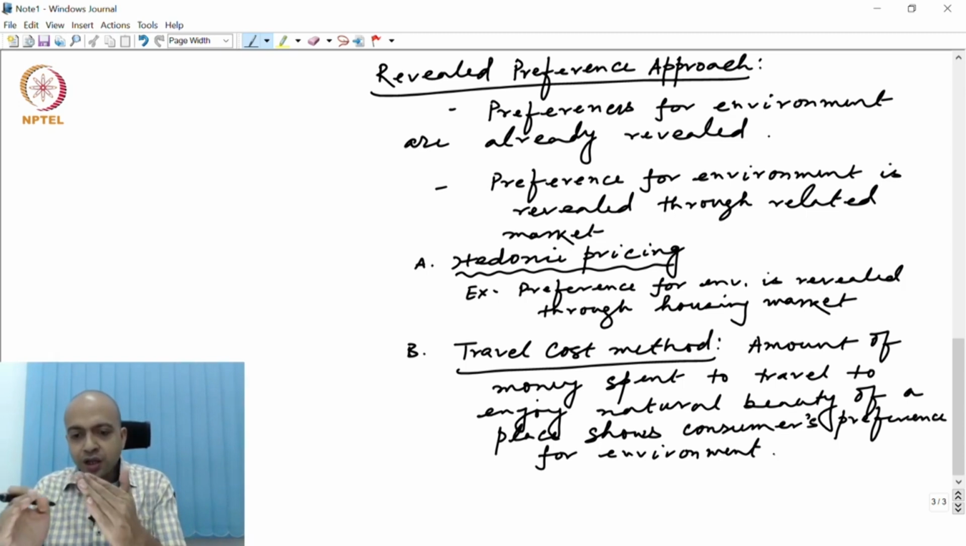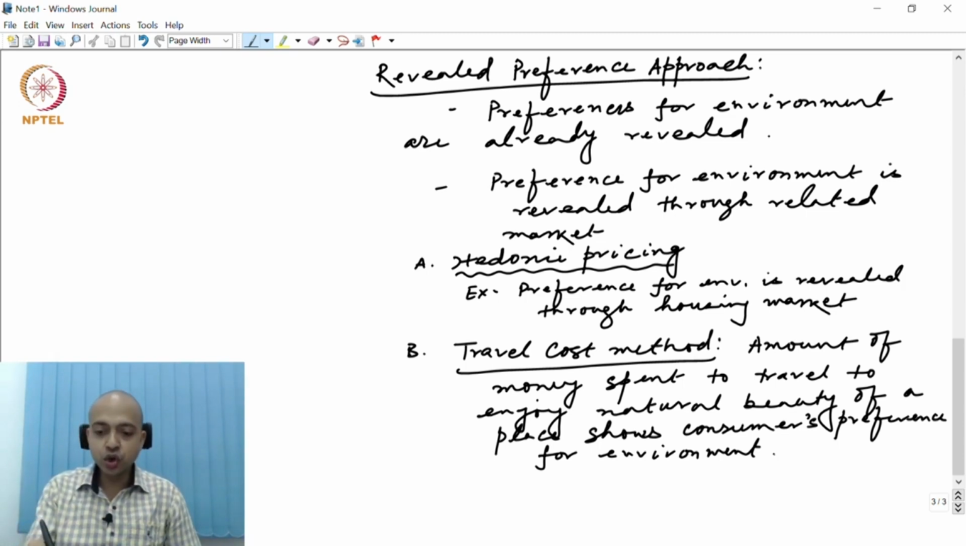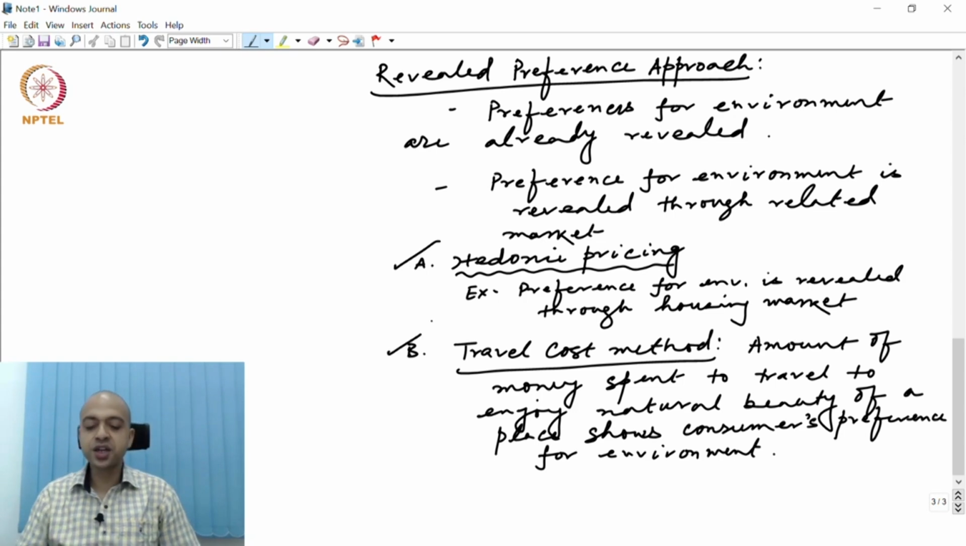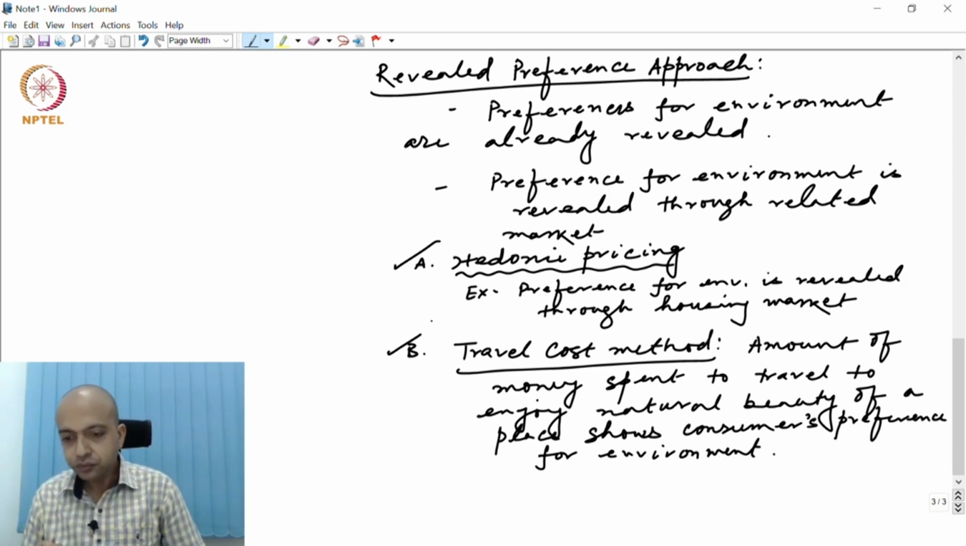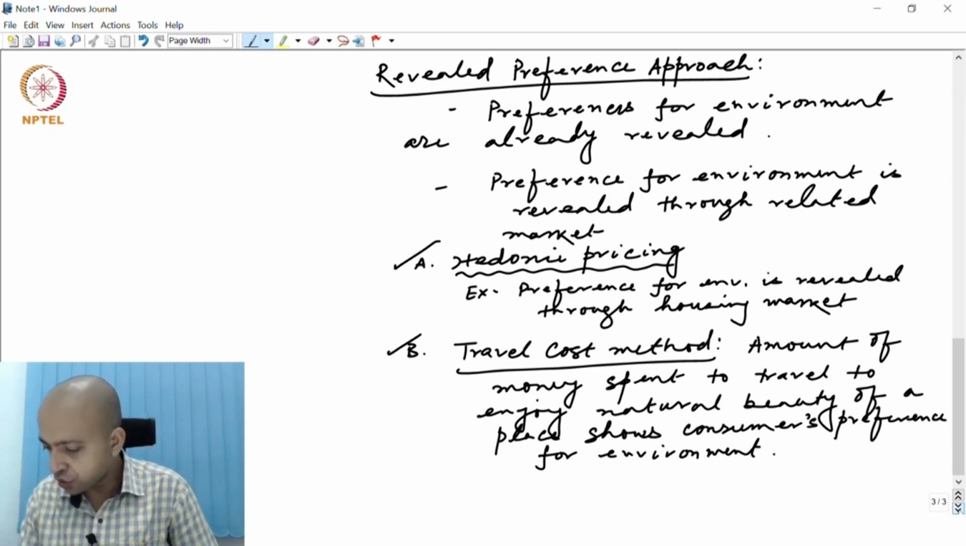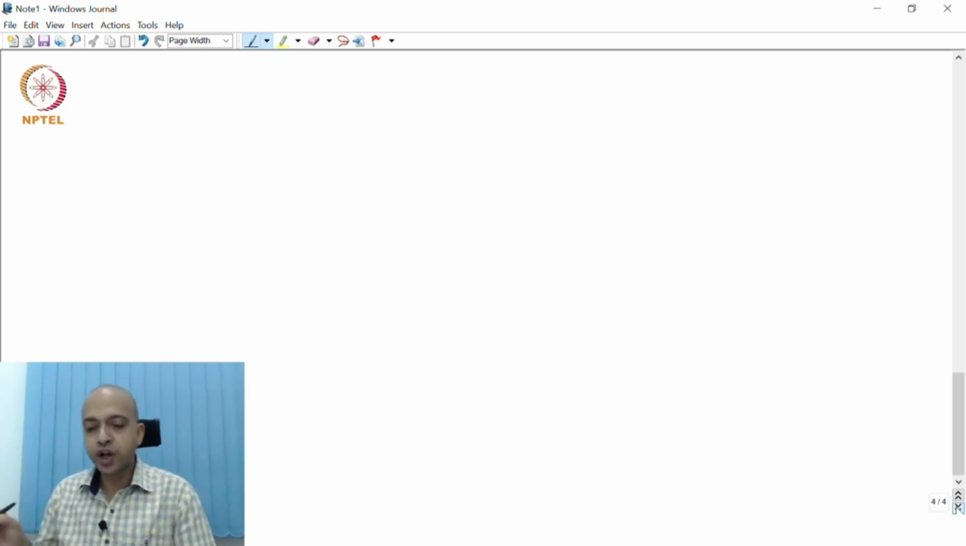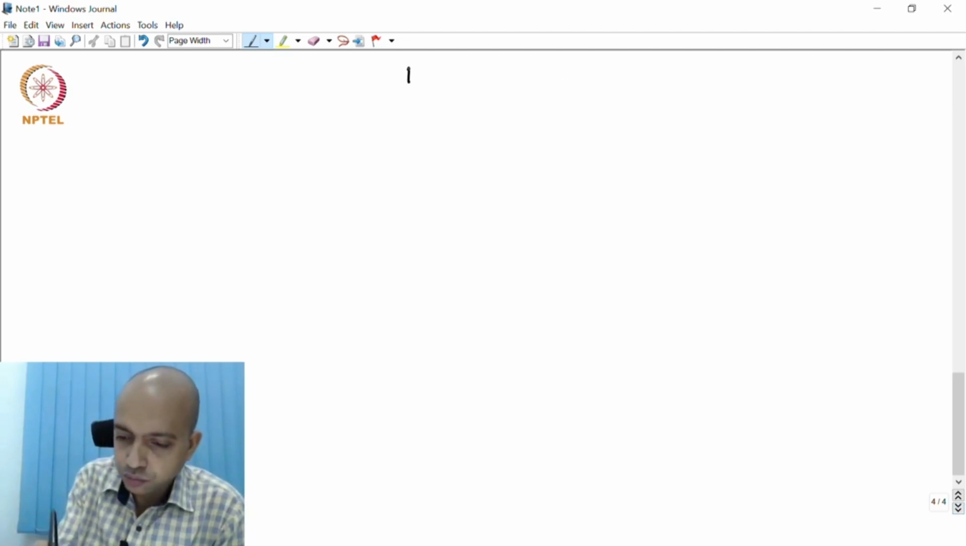So in the revealed preference approach, in short, there are two methods. One is called hedonic pricing and the second one is called the travel cost method. In both these cases, the respondent's preference for the environment is revealed through a related market. Then the third approach, as we discussed, is called the production function approach.